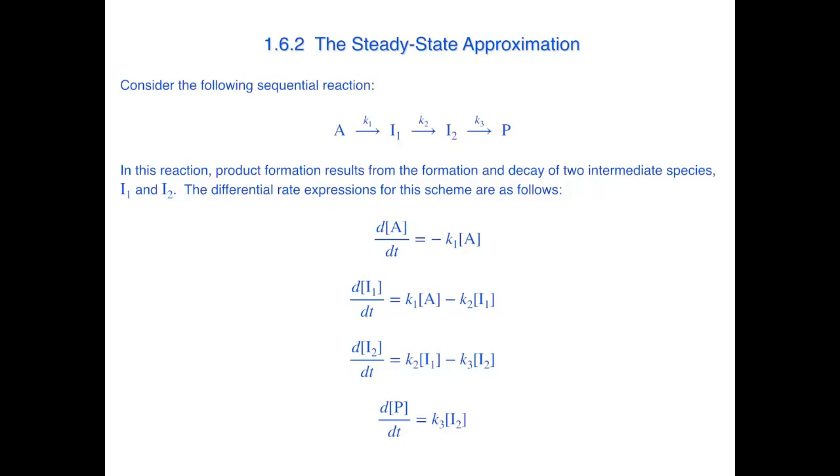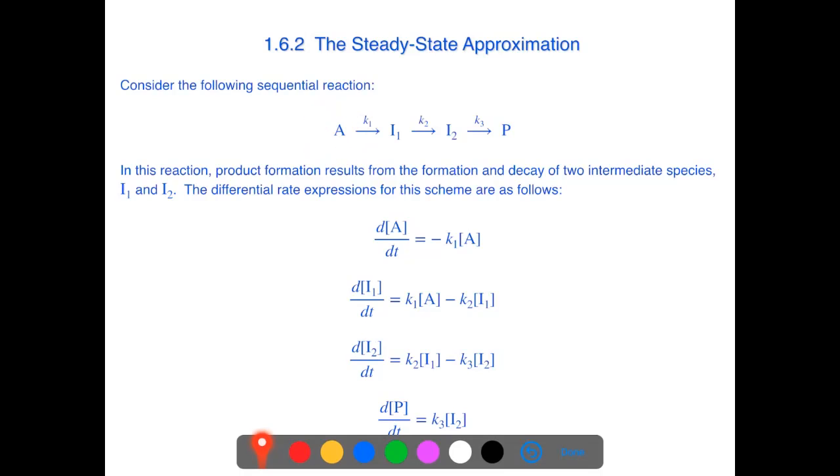In this video, we're going to cover section 1.6.2, the steady state approximation. Let's consider the following sequential reaction, similar to what we saw in the last video, except for now we have two intermediates. So we have the species reactant A decaying to give you intermediate 1, which then further transforms and decays into intermediate 2, and then intermediate 2 finally transforms to our final product. So in this reaction, product formation results from the formation and decay of two intermediate species, I1 and I2.